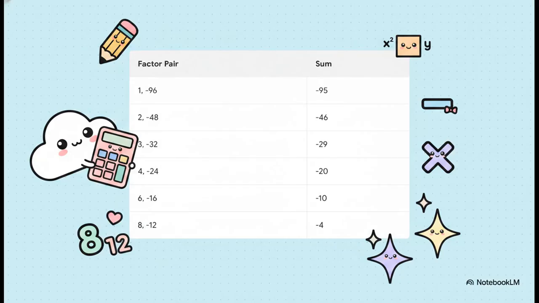We've got pairs like 1 and 96, 2 and 48, moving down through 3 and 32, 4 and 24, 6 and 16, all the way to 8 and 12. Now, we test those pairs to see which one gives us a sum of negative 4. And look at that, it becomes pretty obvious. The winning pair is positive 8 and negative 12. Let's just double check the math to be totally sure. Positive 8 times negative 12, yep, that's exactly negative 96. Positive 8 plus negative 12 gives us our negative 4. We've found the perfect pair.